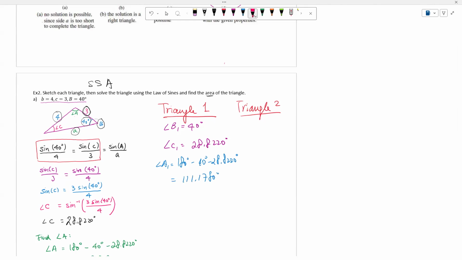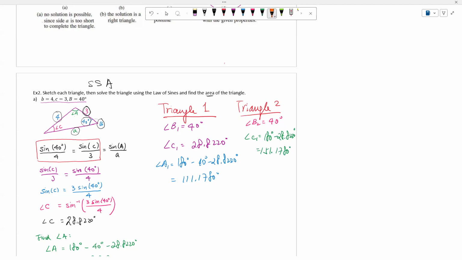Then now, for possible angle number 2, we have angle B sub 2 is 40 degrees. And the angle C sub 2 is 180 minus 28.8220. Okay, so this is what we have. And then it is equal to 151.1780. Okay.